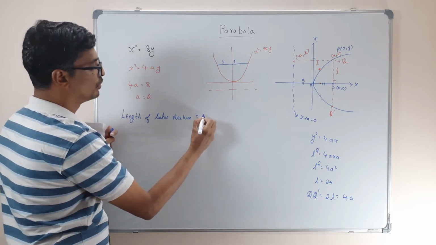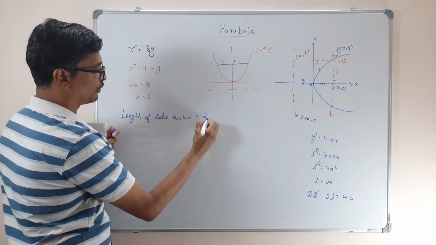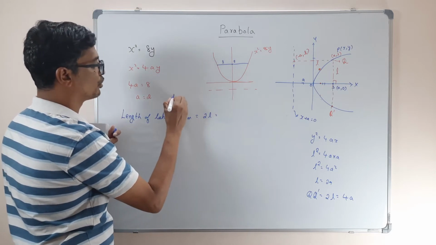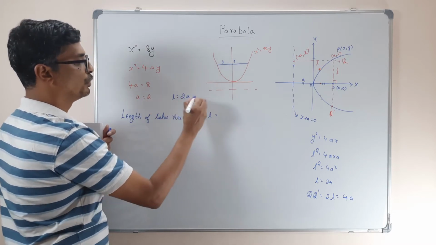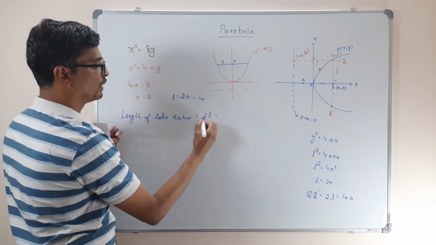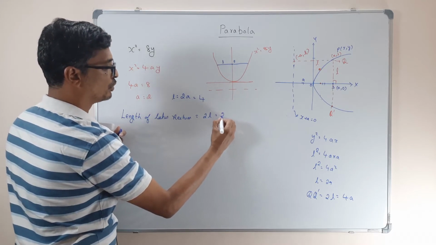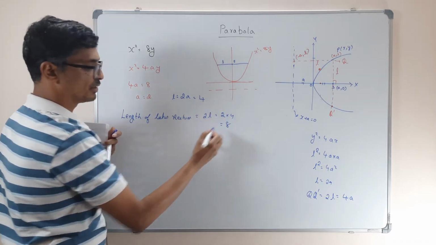L will be equal to 2A, and that gives A equal to 2. We are going to have 4. So 2L will be equal to what? 2 into 4, that will be equal to 8.